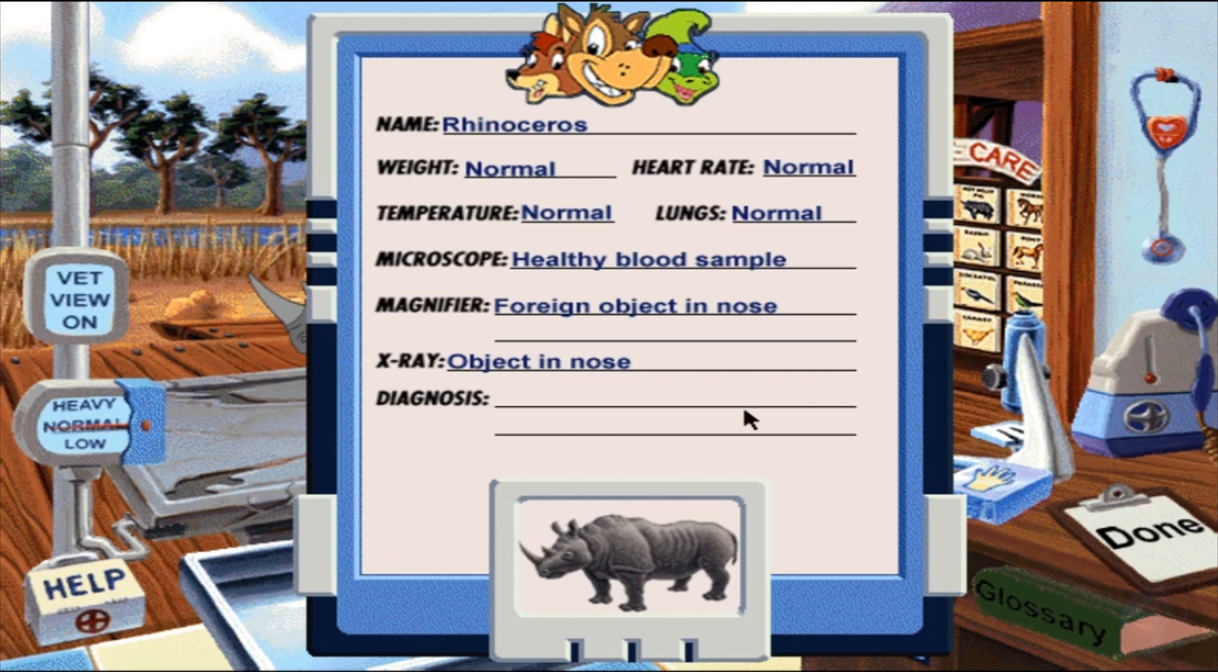The rhino's weight and heart readings are normal. The temperature reading is also normal. A snorting sound can be heard with the stethoscope. The microscope shows a normal blood sample, but a foreign object in the nose can be seen with the magnifying glass and X-ray. The rhino has something caught in its nasal passage.